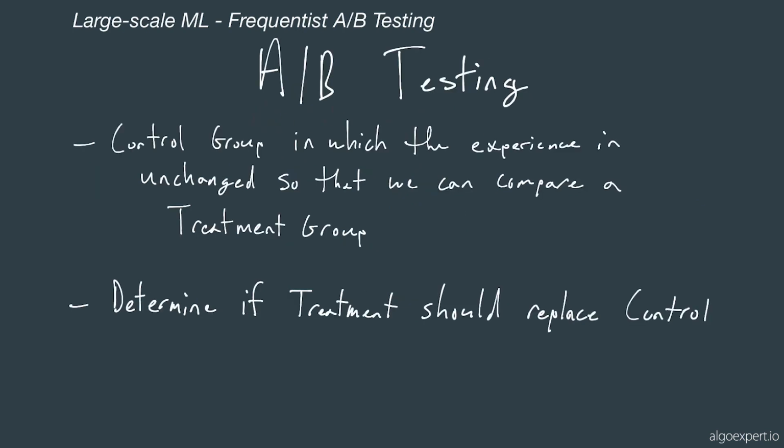A/B testing usually consists of some control group in which the experience is unchanged. We compare the users' reactions in the control group to a treatment group which has received the new experience.